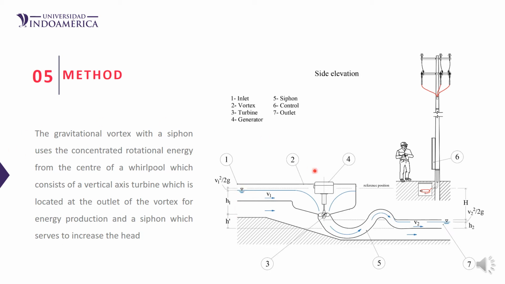Now, you can see here in this picture all the parts. The first is the inlet, after is the vortex, turbine, and generator, and siphon, and control, and outlet. You can see here the grid electric.